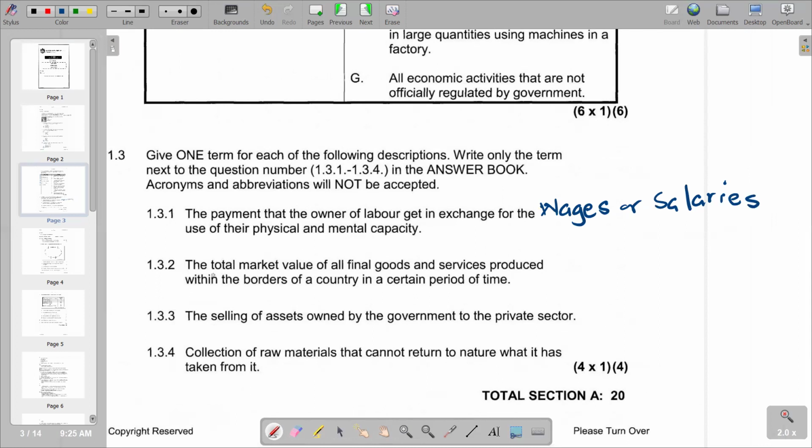So I'm moving on to the second part, saying the total market value of all final goods and services produced within the borders of a country in a certain period of time. And obviously, this is the gross domestic product that is produced within the borders of the country. So we have gross domestic product.